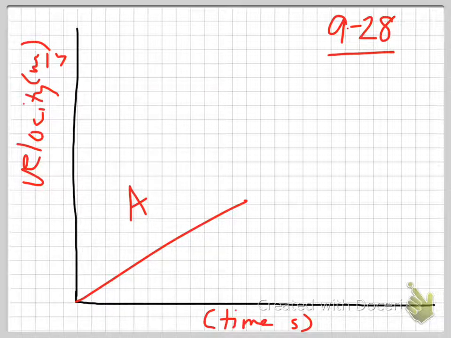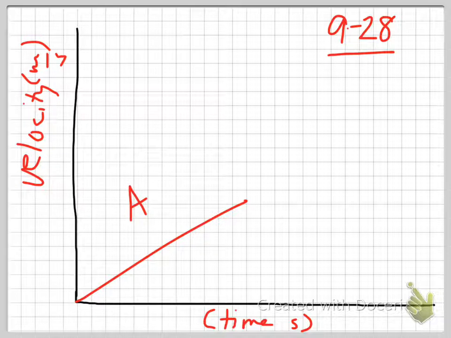Velocity? No. Sorry, that was an intentional trick. That was evil of me. I apologize. No, I don't. So velocity is not constant. Is the acceleration constant in segment A? How can you tell? Straight lines. Slope is constant, therefore the acceleration is constant.